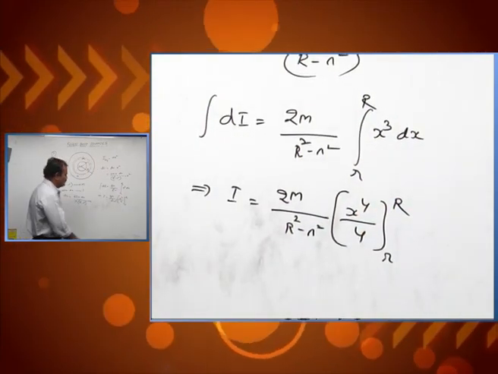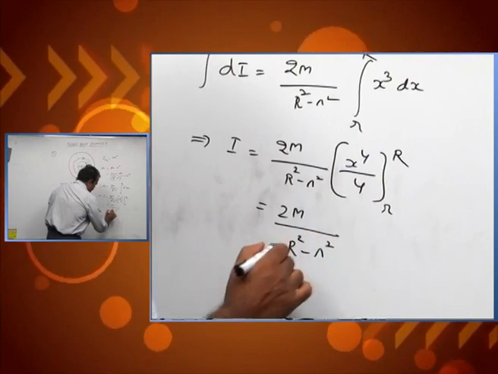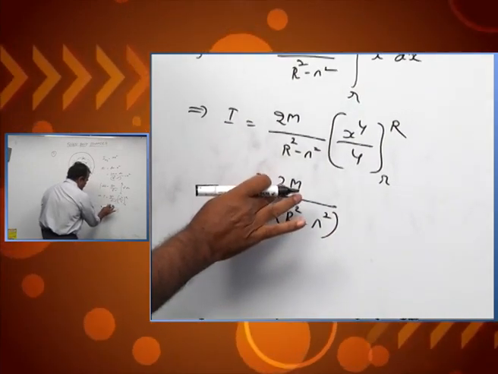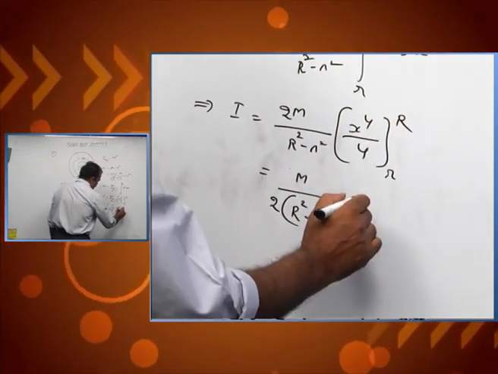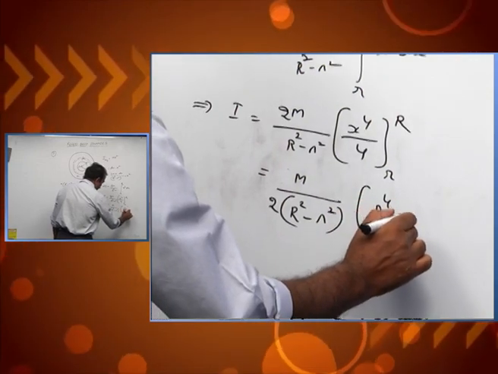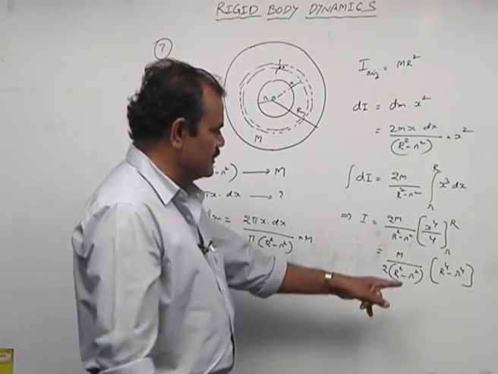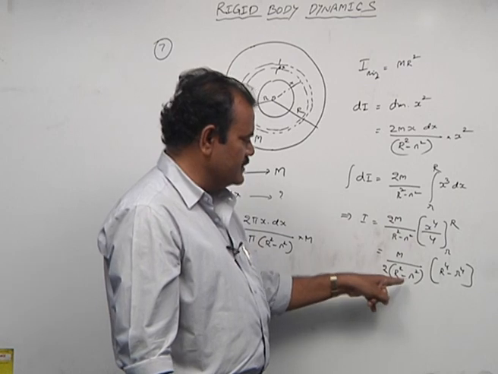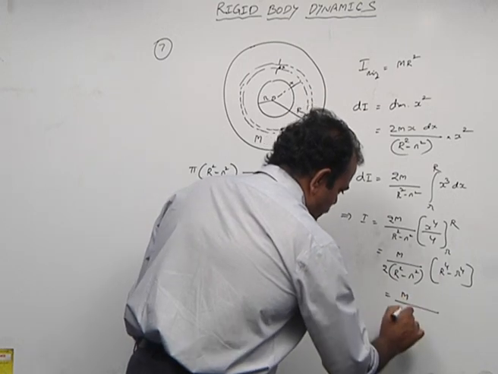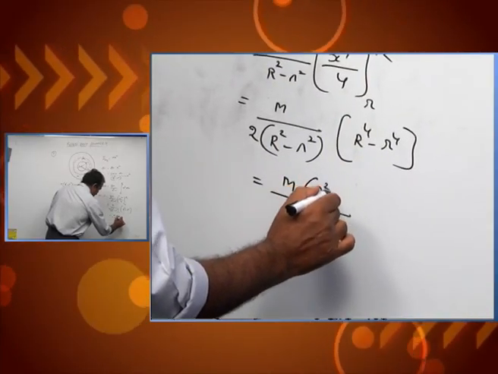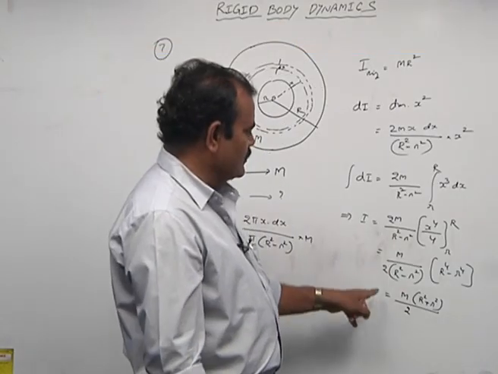Thereafter it is 2M by (R² minus r²), and here the 4 is also there. So we can remove this 2, and the 2 will be in the denominator. For x to the power 4, we take R to the power 4 minus r to the power 4. This is nothing but a² minus b², which is (a minus b)(a plus b). So after cancelling in the numerator, it becomes M by 2 of (R² plus r²). So that will be the answer.